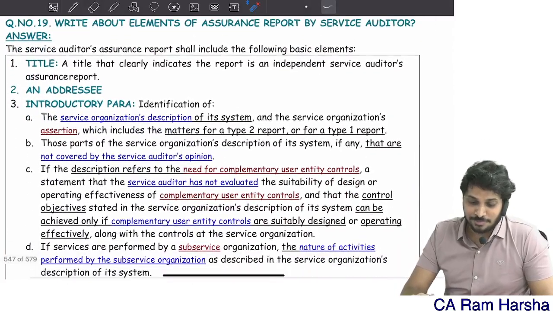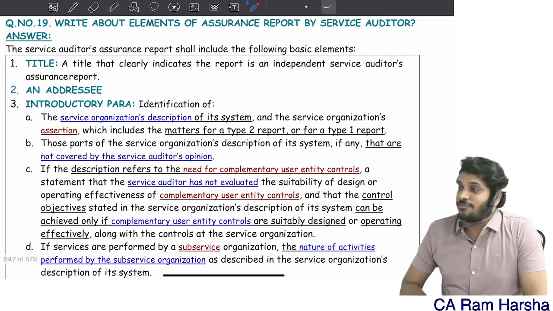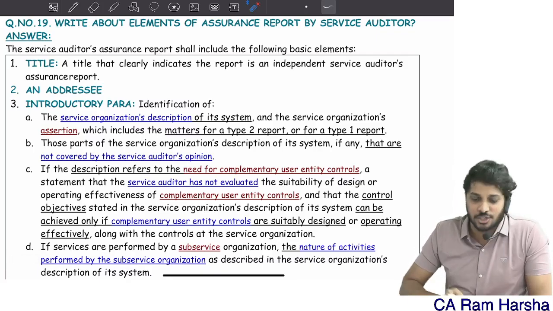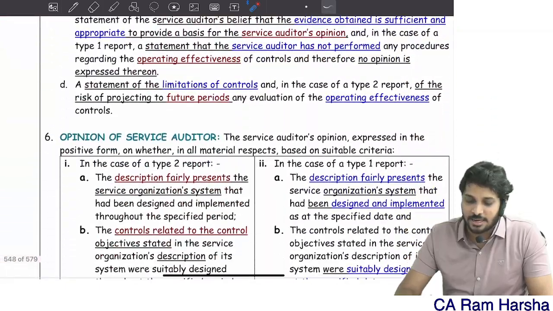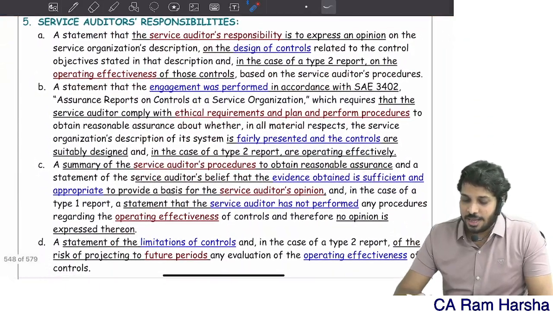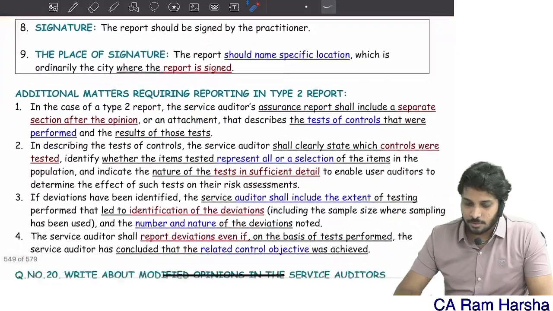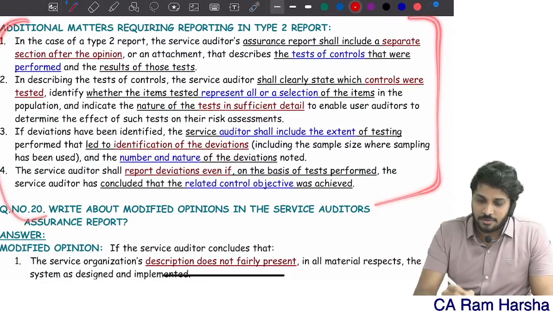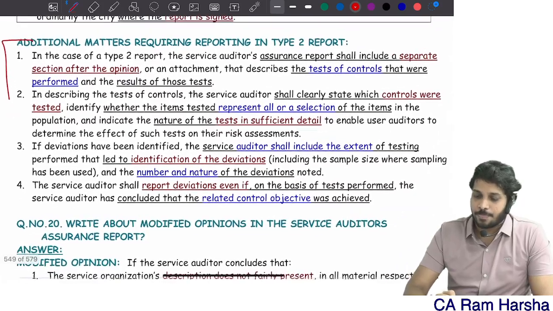So lengthy. Now, what are the elements of an assurance report? We have this concept in the ICAI book itself. We have just now seen it entirely. Now, they will give you this question in 3402.